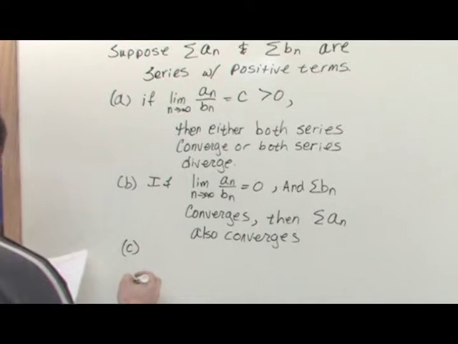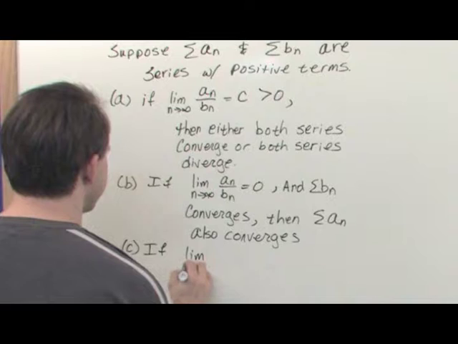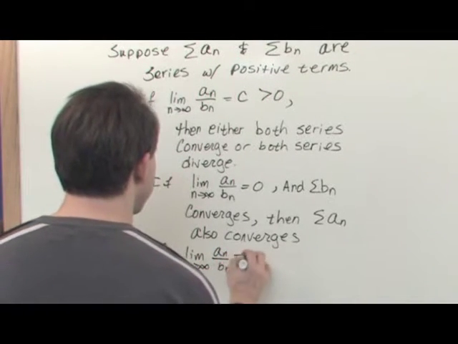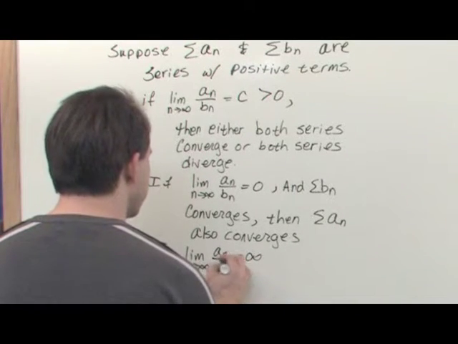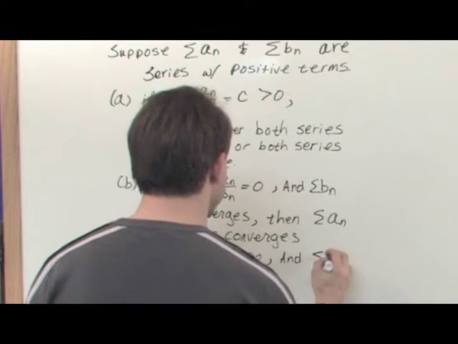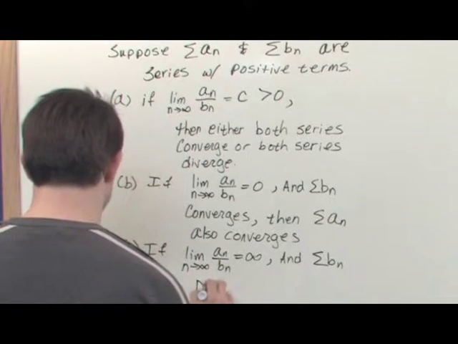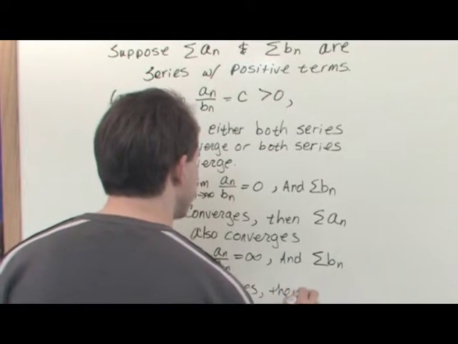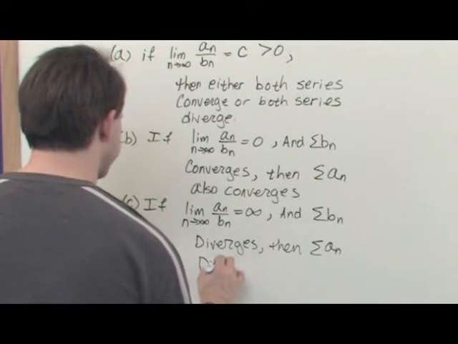Now part C, and this is the final part. If the limit, I bet you can guess, as n approaches infinity of a sub n over b sub n is infinity, so it diverges, and you can prove that the sum of b sub n diverges, then the original series you care about also diverges.